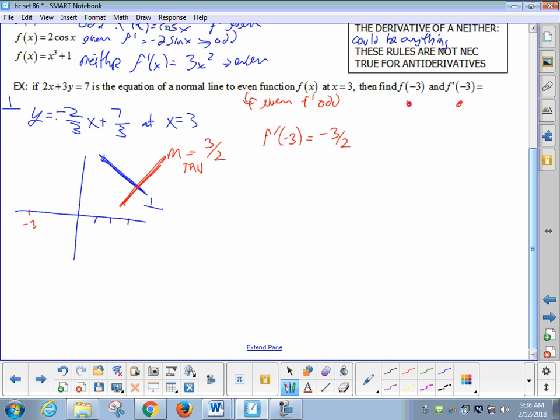What about f at negative 3? Because it's even, what should f at negative 3 be? F is even, so f at negative 3 should equal f at 3. Okay, how do I find f at 3? Can I plug 3 into that equation? You can. Why?